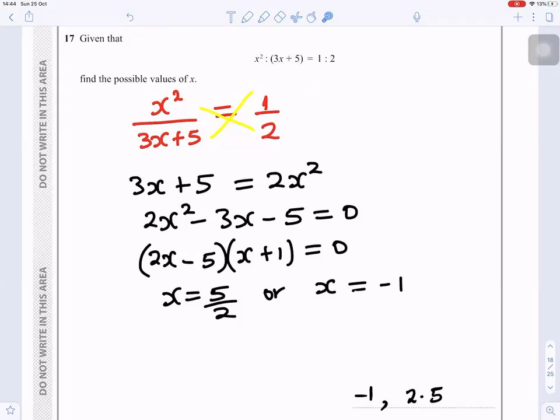Now, to solve this for the value of x, we use a technique of cross multiply to change it to linear form. So the top x squared times 2, that gives 2x squared. 3x plus 5 times 1 gives 3x plus 5. Now you put everything to one side. 3x goes to the other side and 5 goes to the other side.